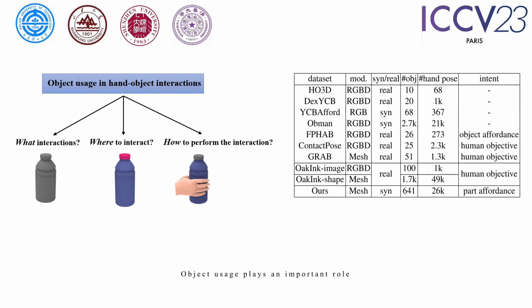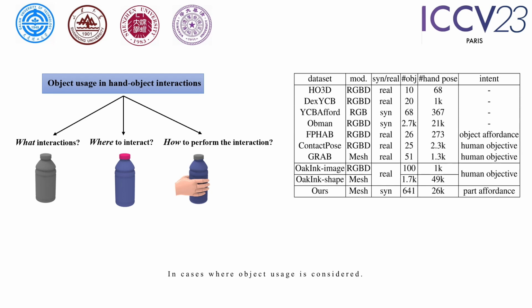Object usage plays an important role in a functional hand-object interaction task. The agent needs to understand what interaction to perform, where to interact with the object, and how to perform the interaction to achieve the purpose. Most previous datasets only consider the general grasping task and focus on the stability of the generated hand poses, but overlook the object usage and semantic meaning of the interactions.